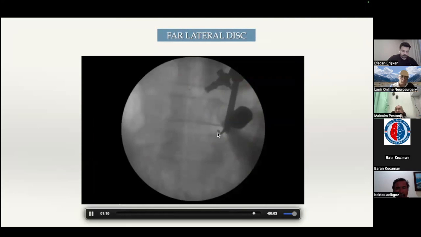And you can see our hook below the nerve root outside the vertebral column. So you have removed a far lateral disc from the far out zone. This is so easy with Para-UBE.